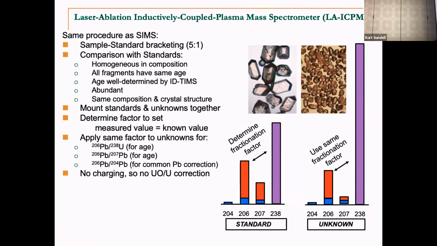Okay, so laser ablation inductively coupled plasma mass spectrometry. This is what our lab does. This is what I'm most familiar with. We do this the same way. The only difference is that we're physically ablating the crystals instead of just sputtering off the surface. So we mount our standards with our unknowns. We measure the ratios of our standards and our unknowns. We correct our standards back to the ratios that they should be, which we know from TIMS. And then we use that same correction for our unknowns.